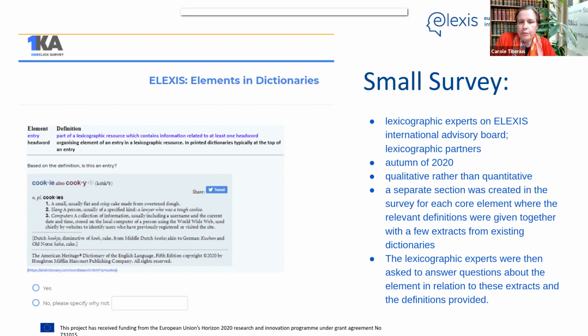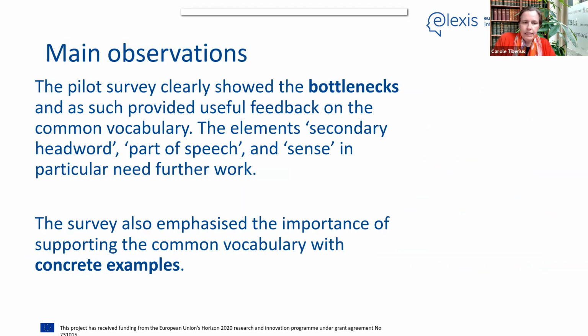Identifying and defining elements in lexicography has proven enormously difficult, and we chose to evaluate our work by means of a short survey, which was sent to the lexicographic experts from the ELEXIS International Advisory Board and to the lexicographic partners in the project. This was only a pilot. It was qualitative rather than quantitative. Although it was small, it clearly showed the bottlenecks, and it showed what elements require more attention. In the near future, we intend to extend this survey, and we look forward to discussing further today. So that was all. Okay, great, thanks.